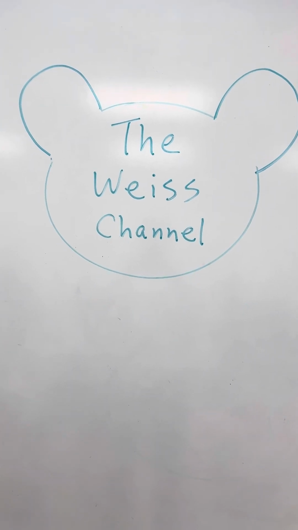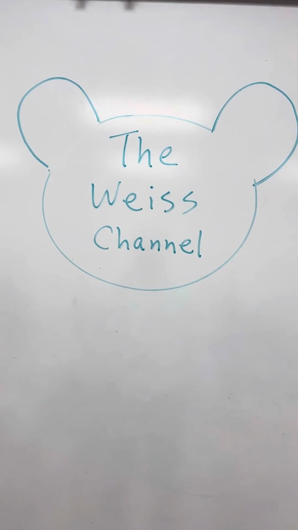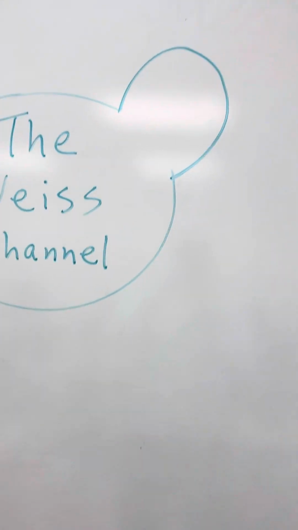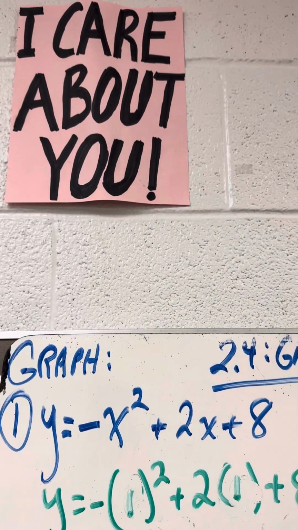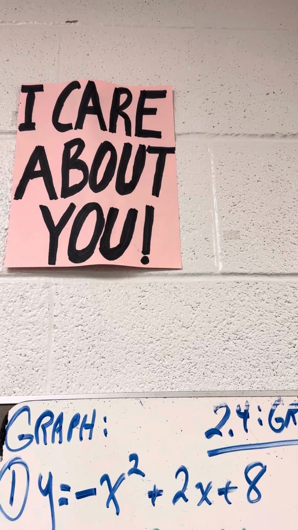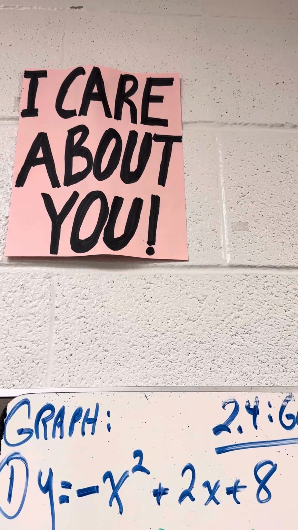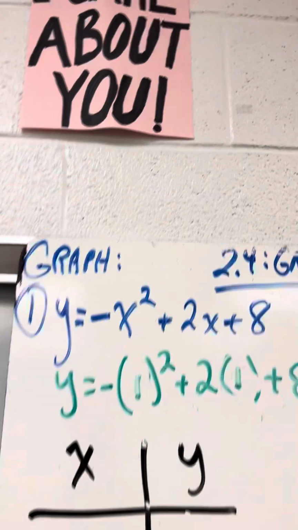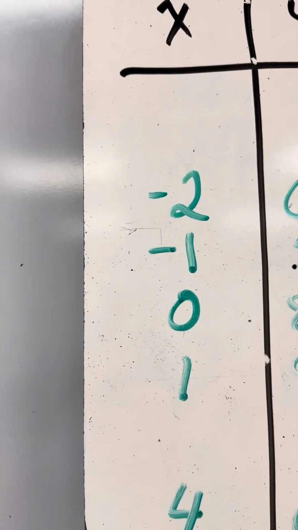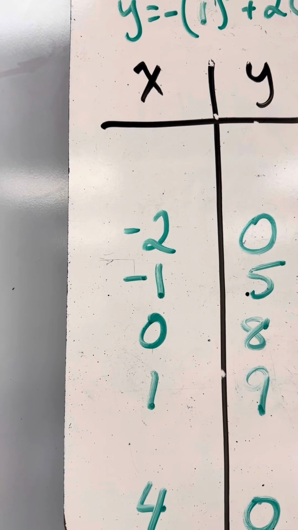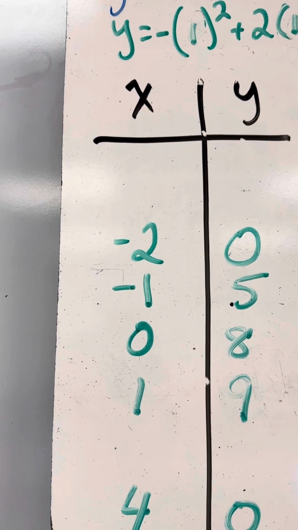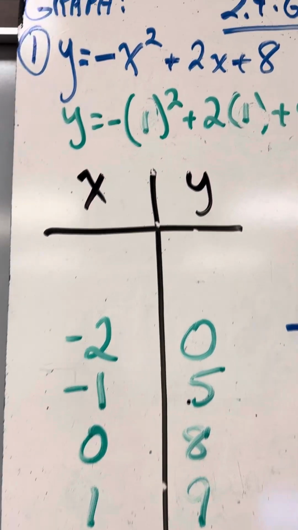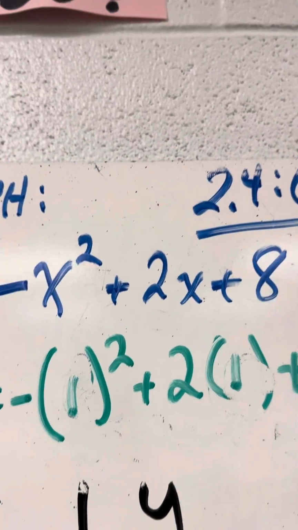Today, we're going to graph quadratic equations. Doesn't that sound difficult? Nah. Okay, so we're going to graph y equals negative x squared plus 2x plus 8. What you're going to do is pick numbers to go in for x. Choose some numbers, okay? And the best way I can explain this is to think of factoring.